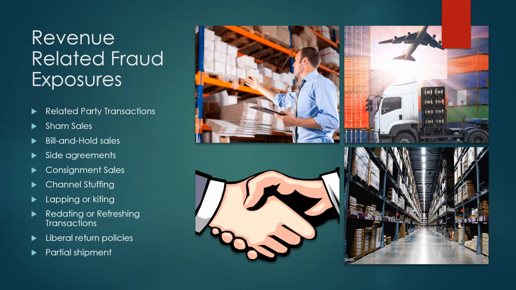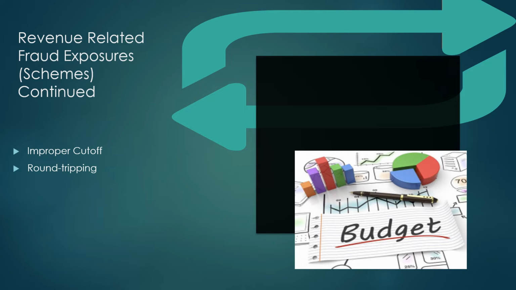Liberal return policies allow customers to return products and cancel sales in the future. Partial shipments. Improper cutoff: transactions that are recorded in the wrong time period, also called premature revenue recognition. They are very often used. Also round tripping: selling unused assets for a promise to buy back at the same price. So all these fraud schemes overstate revenue and net income.